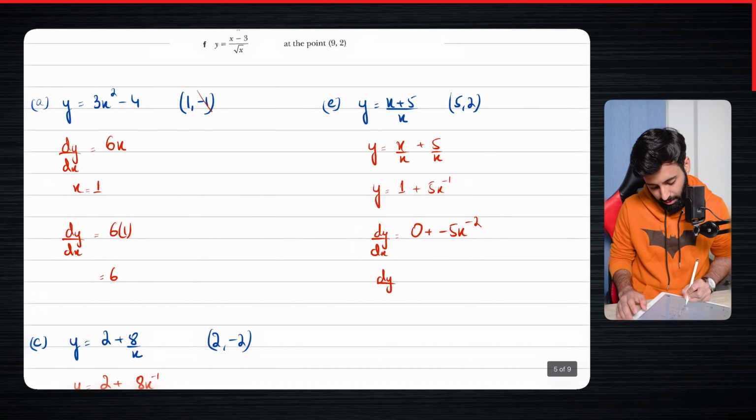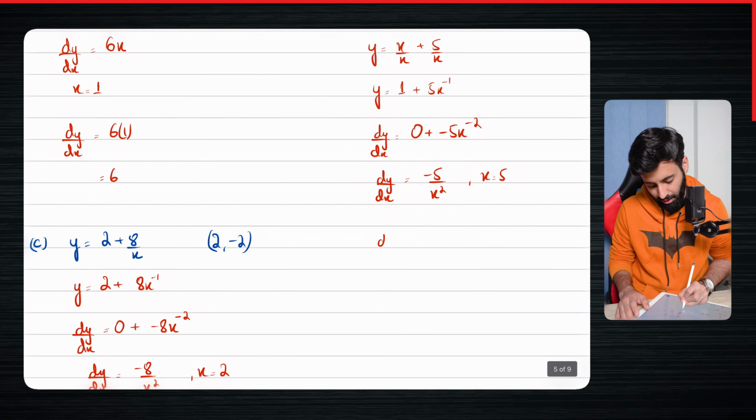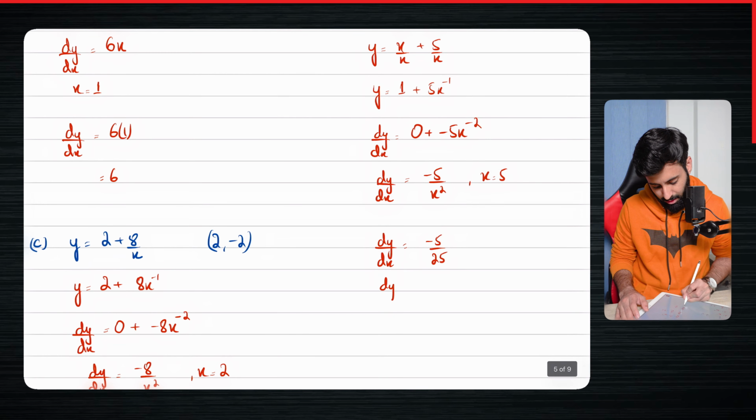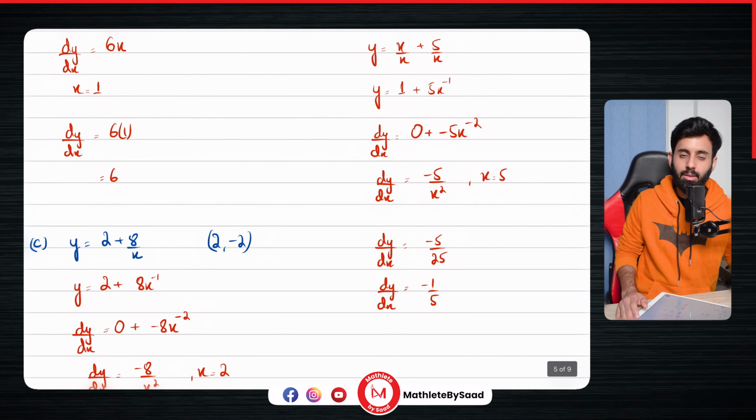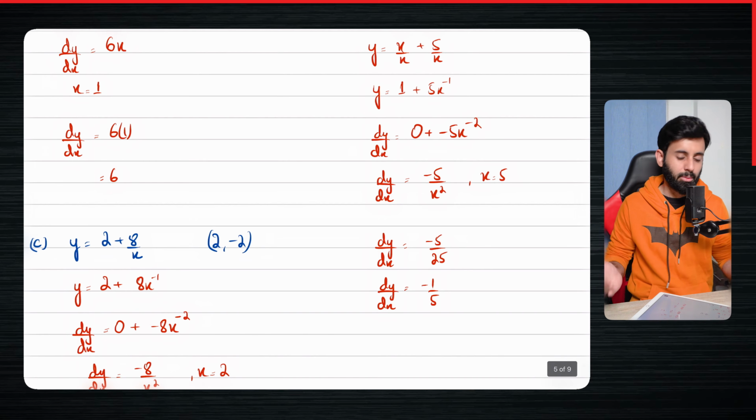Okay, so now dy by dx equals minus 5 over x squared, and at what value of x do you wish to find dy by dx? That's 5. So let's see, what do you get? dy by dx equals minus 5 over 5 squared, which is 25. So that means dy by dx is equal to minus 1 over 5 or minus 0.2. That's up to you how you want to write it.